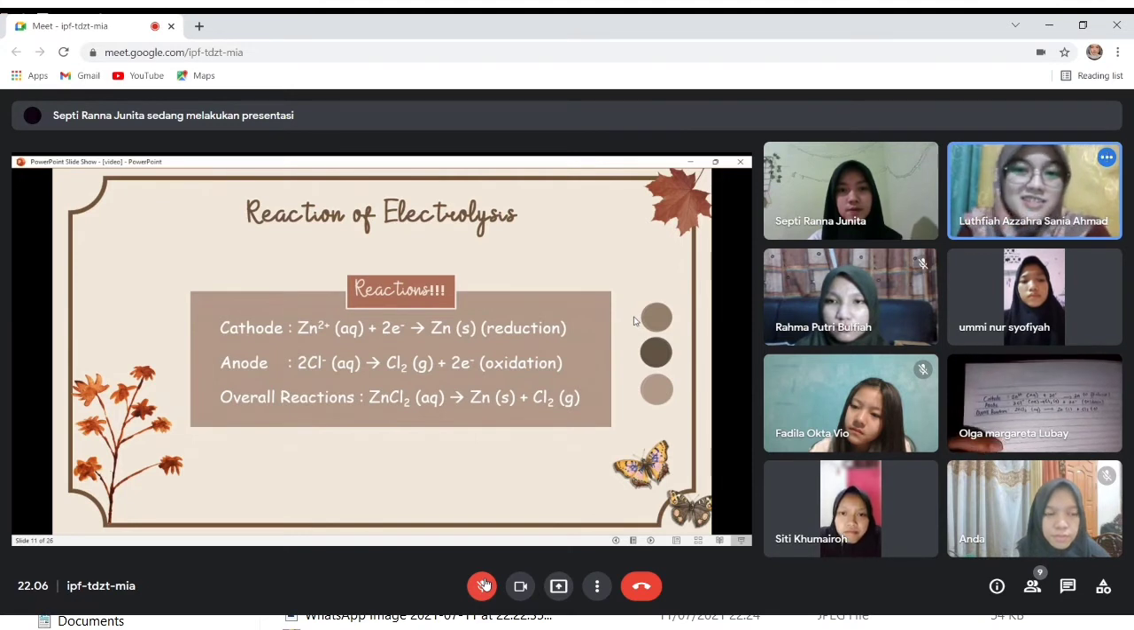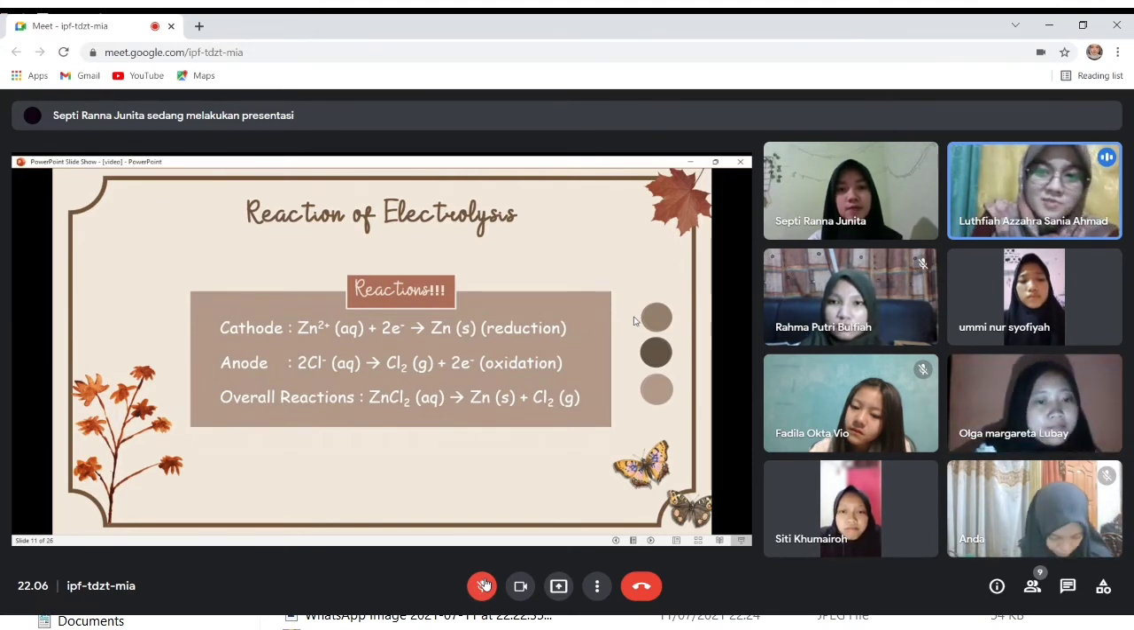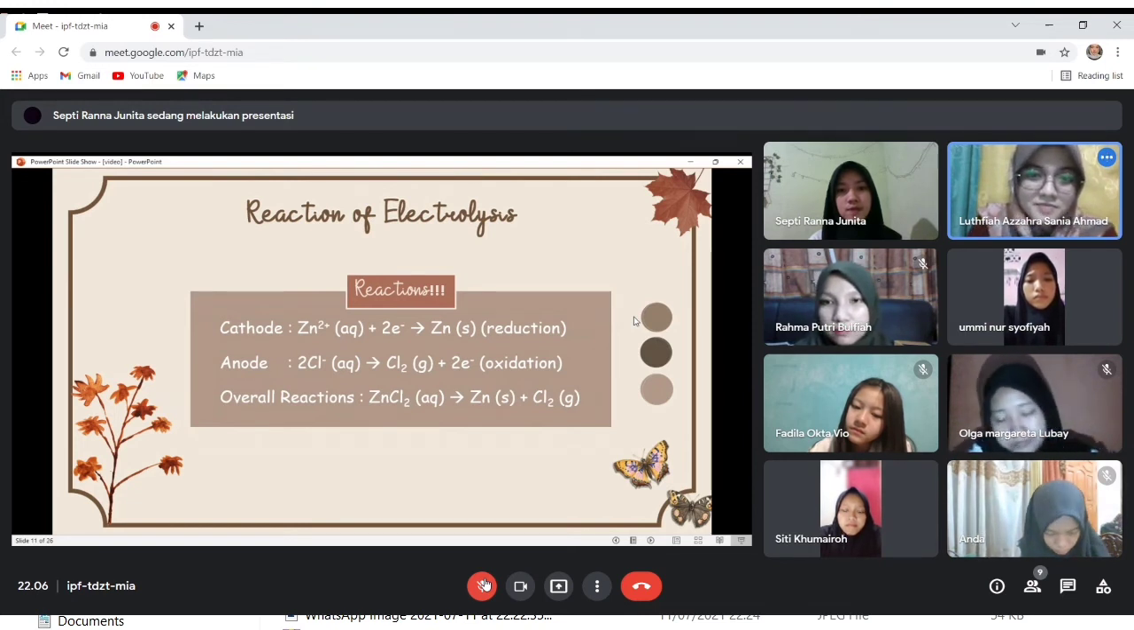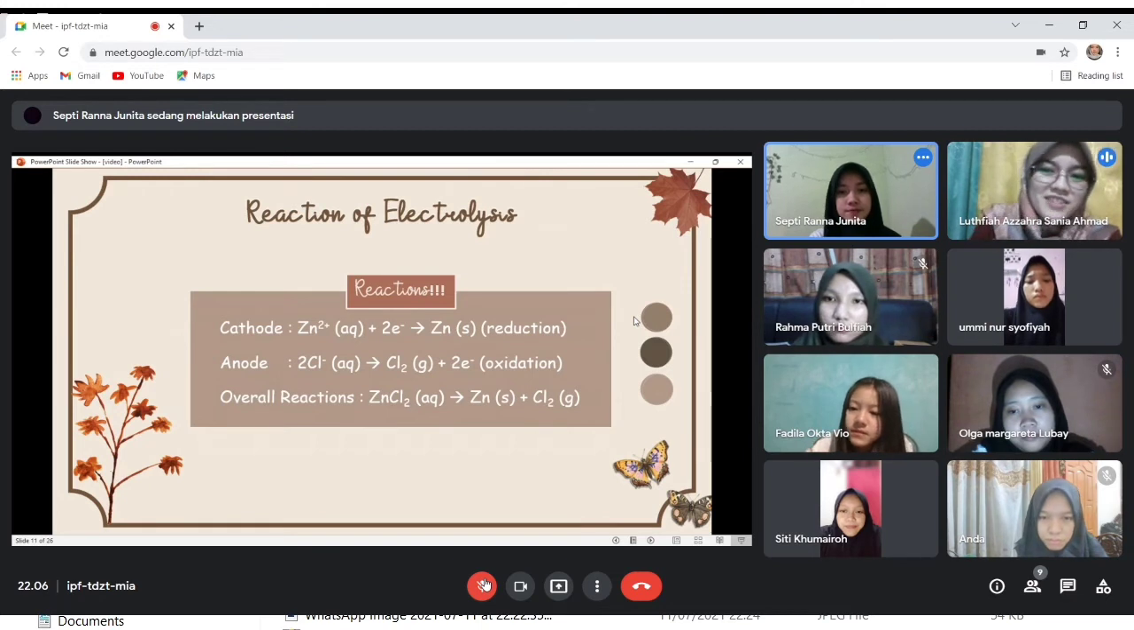That's right. The electron loss at the anode balances the electron gain at the cathode, isn't it? Yes, Miss. Okay. Do you have any question about reaction in electrolysis? So, electrolysis reaction is always redox reaction, Miss.